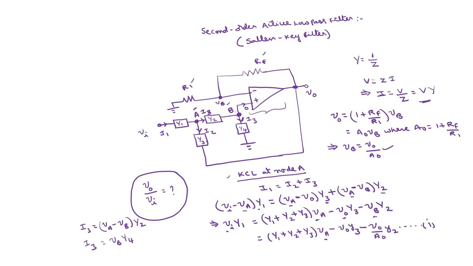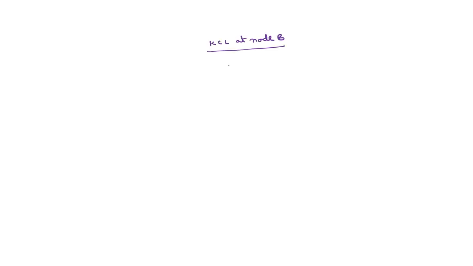So, these two are the same, implies (VA minus VB) into Y2 is equal to VB times Y4, implies VA into Y2 is equal to, VB is common, if I take this to the other side, (Y2 plus Y4) times VB.